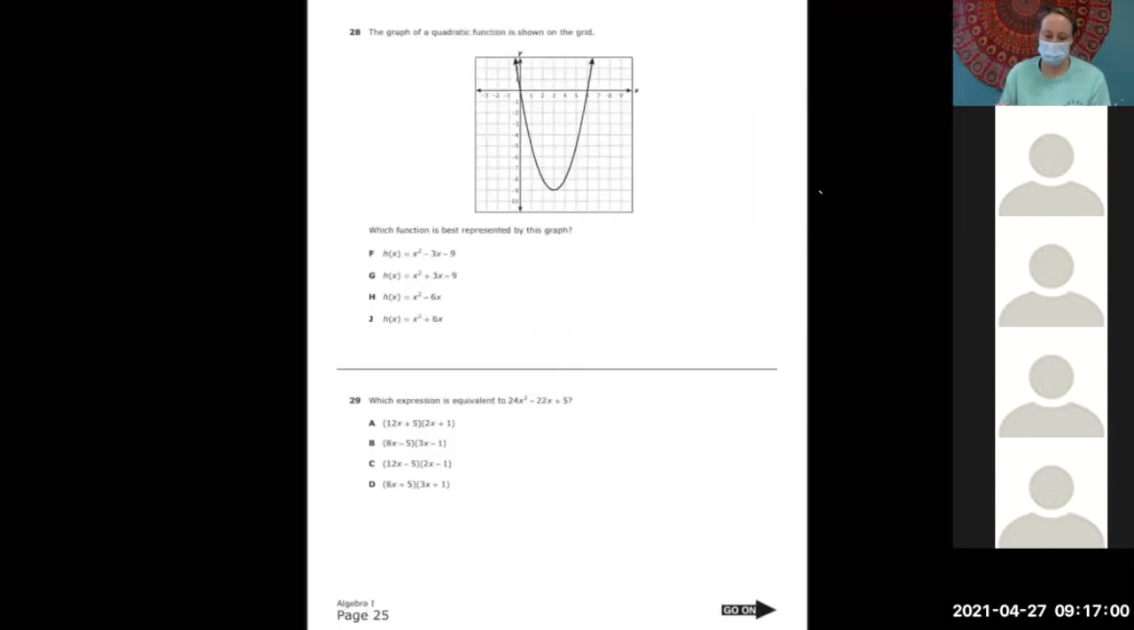Moving on. What question are we going to stop at? 32? Okay. The graph of a quadratic function is shown on the grid. Which function is best represented by the graph? So this is just like the problems we've been doing. We're going to plug it into y equals. We're going to compare the graphs. So let me get my calculator set up.